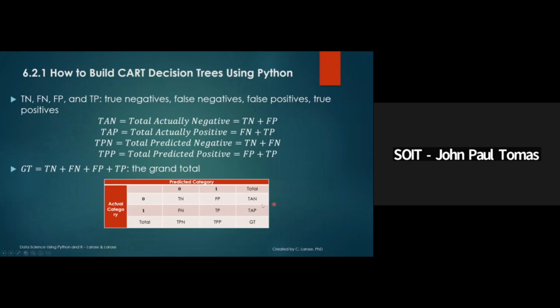TN, FP, TAN, the total, and then FN, TP, the TAP, GT, your grand total, and so on and so forth. Okay, so your TAN is the total actually negative, which is the summation of your TN plus FP, and so on. And the grand total, of course, is the summation of your TN plus FN plus FP plus TP. Okay, so that would be your grand total. Now, you just have to take note of these notations because most of the time, when you create your contingency table, you'll be referring to all of those.